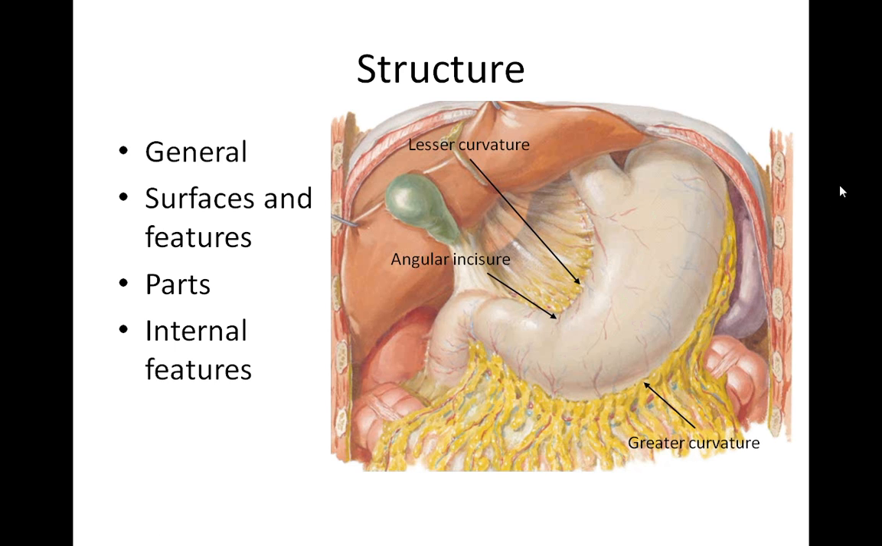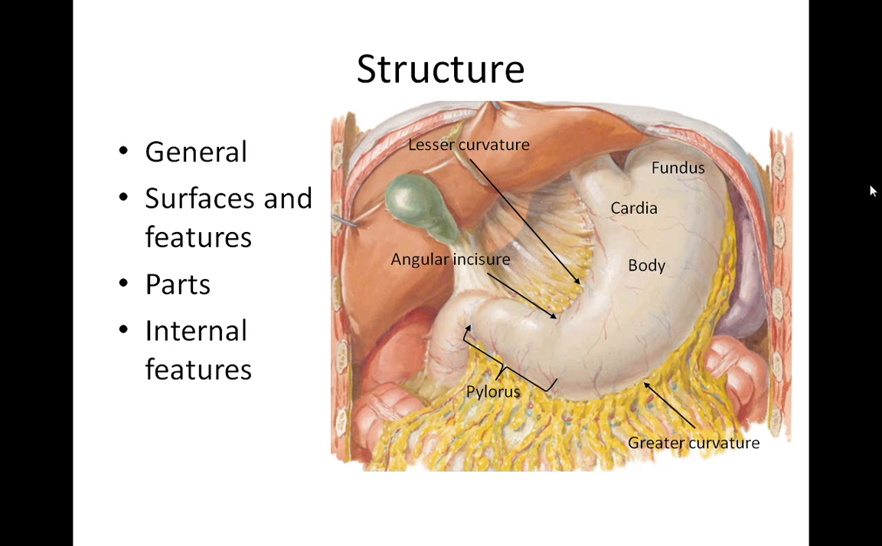Alright, now the parts of the stomach. Around the gastroesophageal junction you've got the cardia of the stomach. Above the level of the entry of the esophagus you've got the fundus of the stomach. Between the esophagus and angular incisure you've got the body of the stomach. And between the angular incisure and the beginning of the duodenum you have the pylorus.